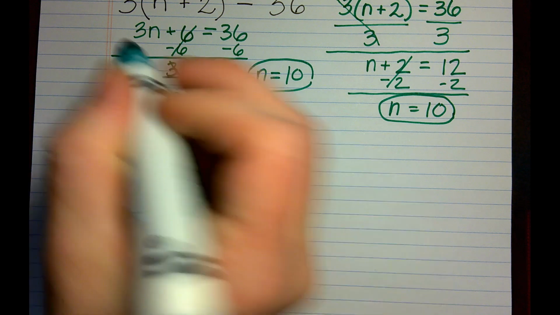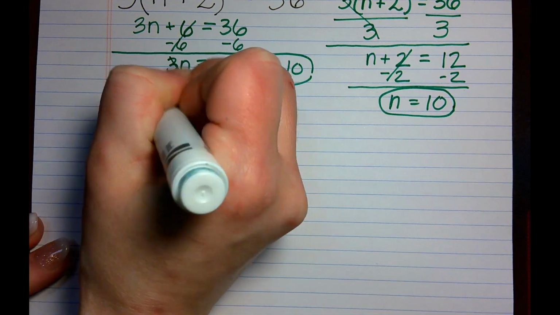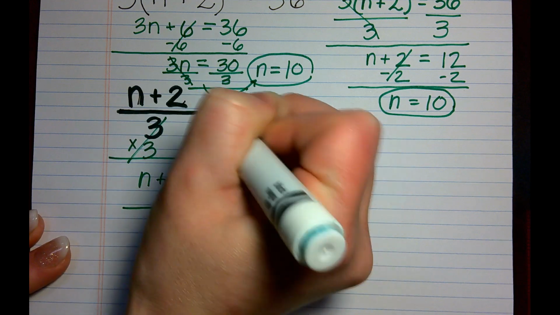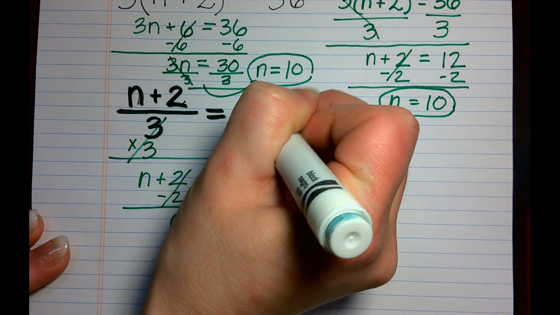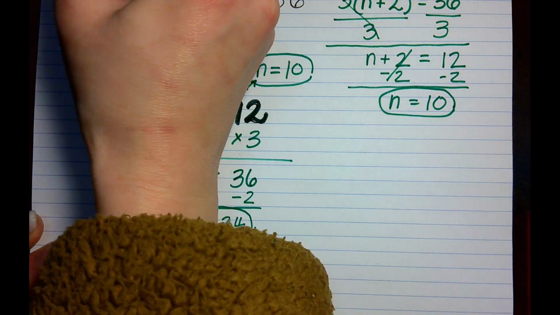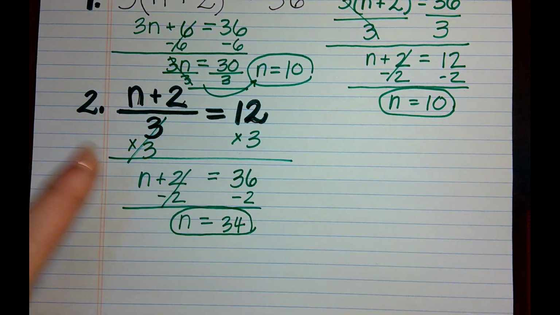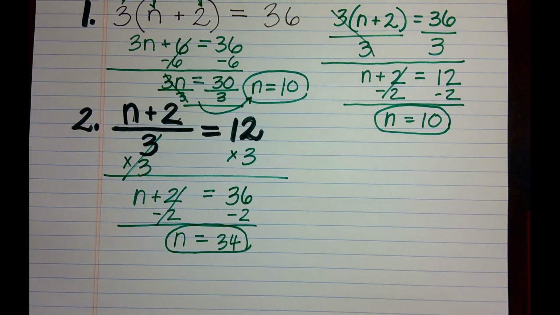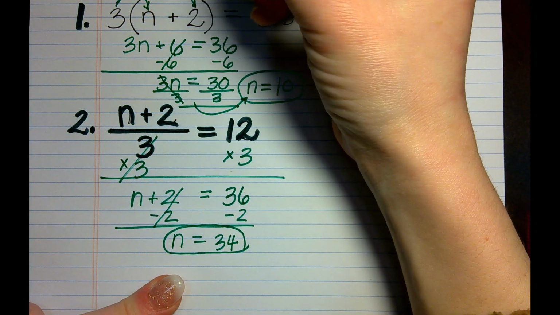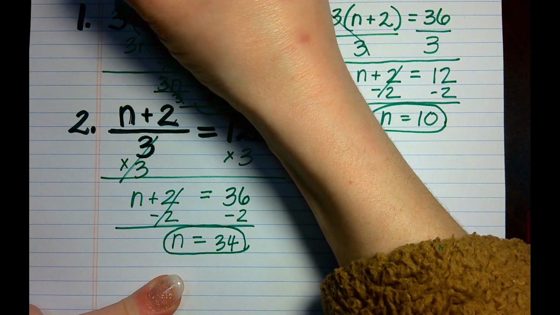This is the problem I gave you: n plus 2, divided by 3, equals 12. That was the original problem. I know my work is a little messy, but that's what we're working on. And then I'll trace this one too real quick. Make it bold.